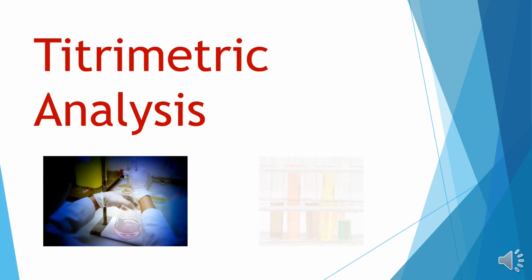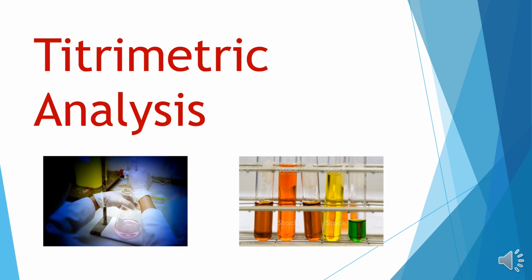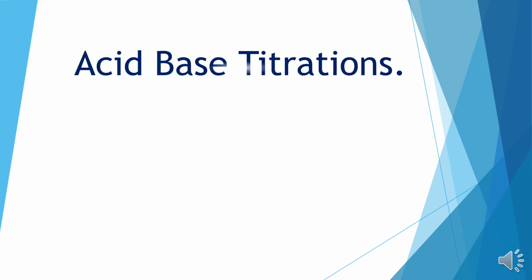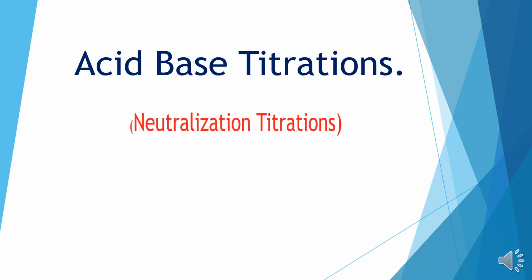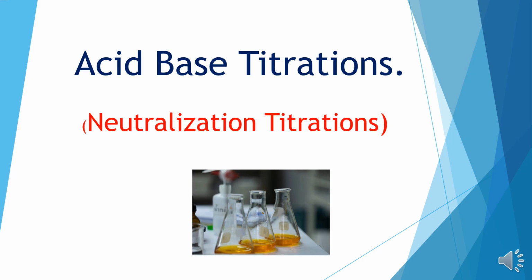Titrimetric Analysis. Under this topic, we are going to discuss the different types of titrations. There are 4 types of titrations: acid-base titrations, redox titrations, precipitation titrations, and complexometric titrations. But here we are going to discuss only the acid-base titrations and redox titrations.